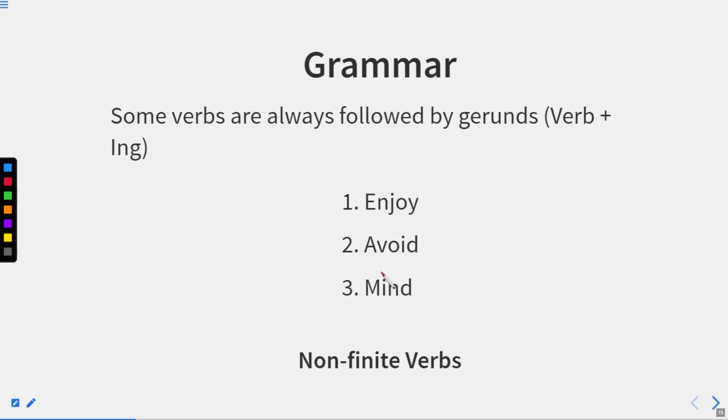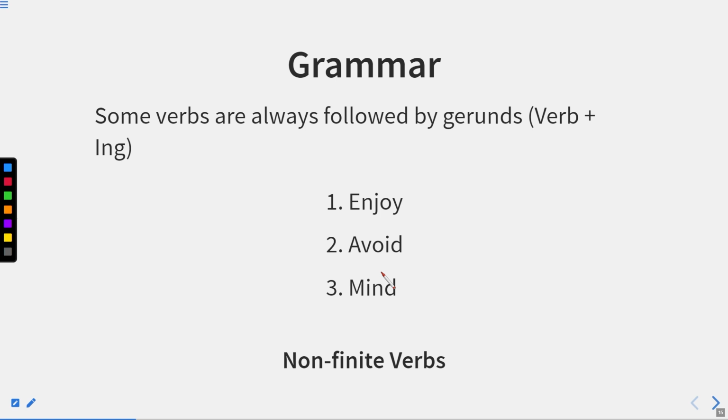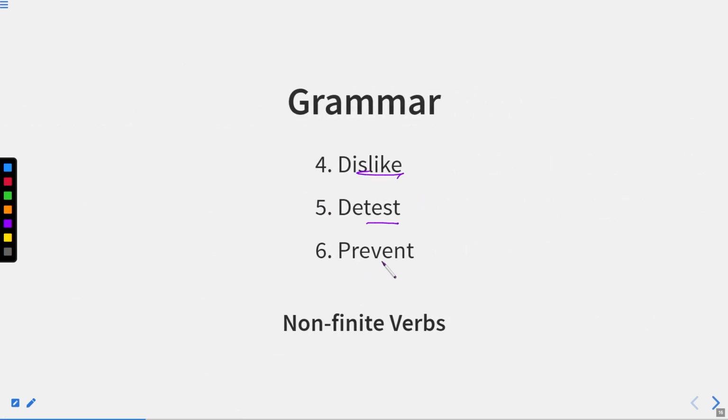Now let us see some words like this. Some verbs are always followed by gerunds, that is verb plus ing. So whenever we have some verbs, they are always followed by verb plus ing, and this verb plus ing is known as a gerund. Now what are these verbs? Let us discuss. First we have the word enjoy. So after enjoy we only use verb plus ing. Avoid, mind, dislike, detest, prevent. Detest means dislike. Detest and dislike both are the same words, or the meaning of both is the same.